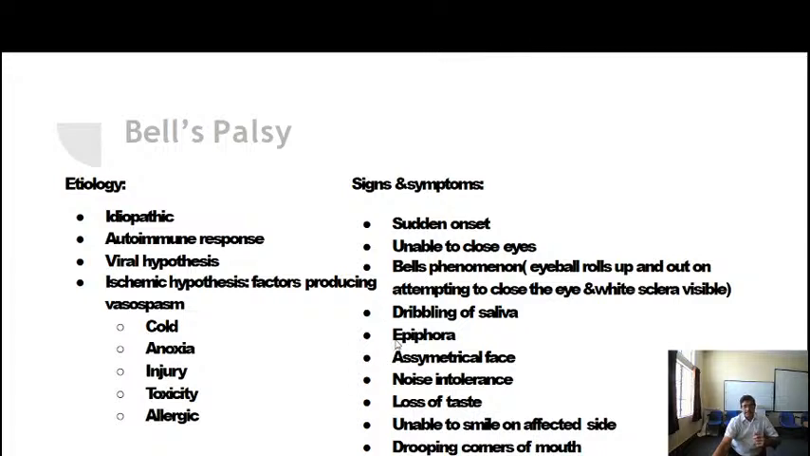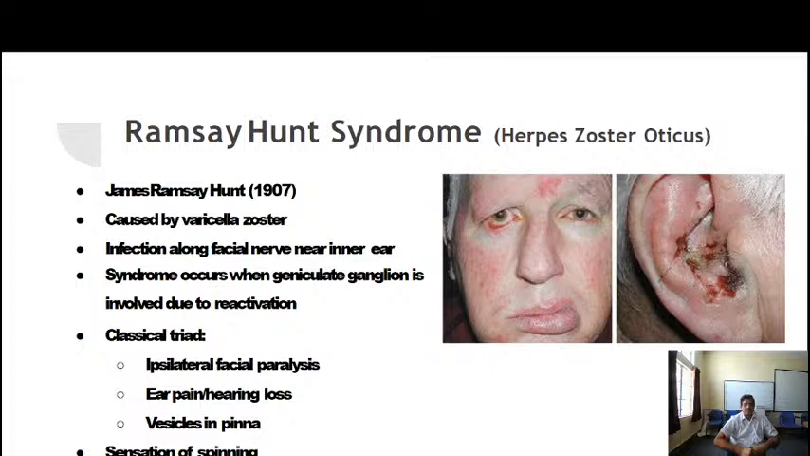It just comes out, which is called from the lower lid, and comes onto the face, which is called epiphora. Then of course the asymmetry of the face, noise intolerance once again because of this stapedial paralysis, and loss of taste, the chorda tympani involvement, unable to smile, and drooping of corners of the mouth. These are the various signs and symptoms related to that.